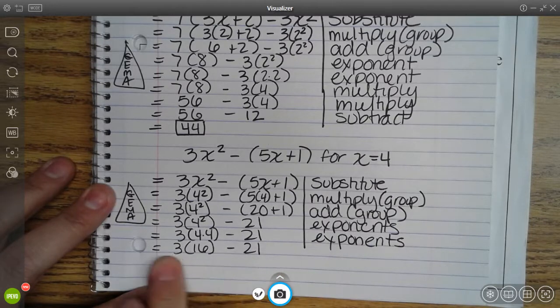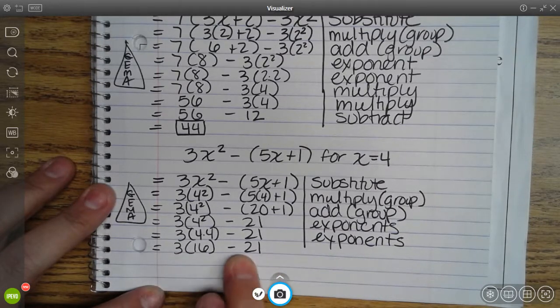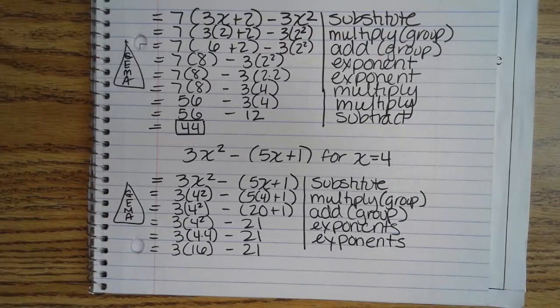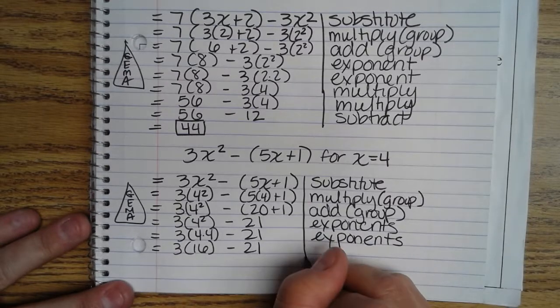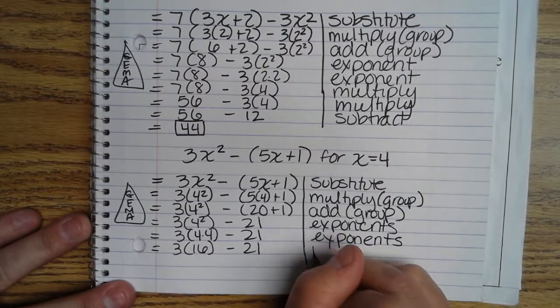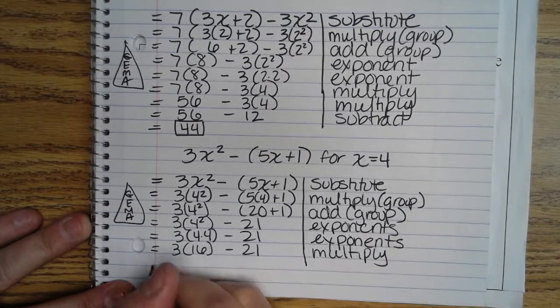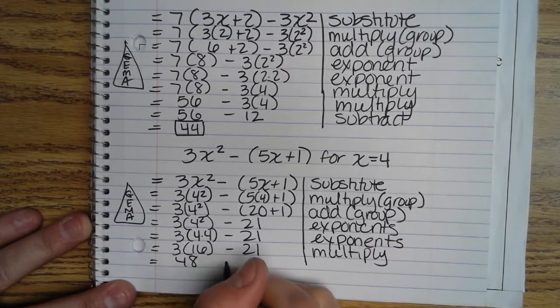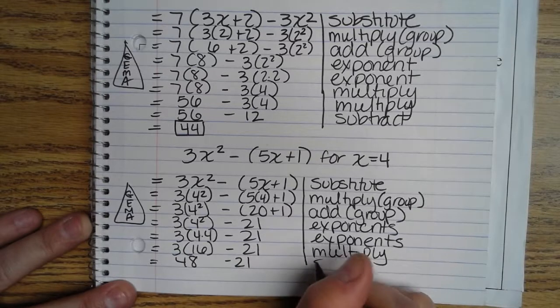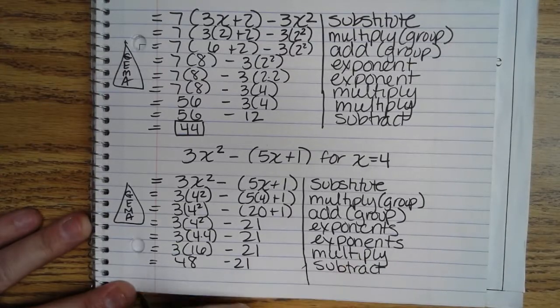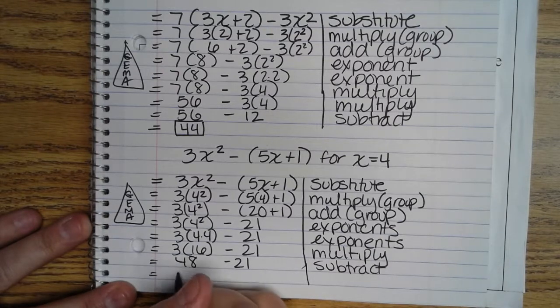Now we're just at multiplying and subtraction, and according to our GEMMA, we multiply first. Okay, so what we have to do is we have to multiply 3 times 16. So we get 48 minus 21. All we have left to do is subtract. And 48 minus 21 is 27.